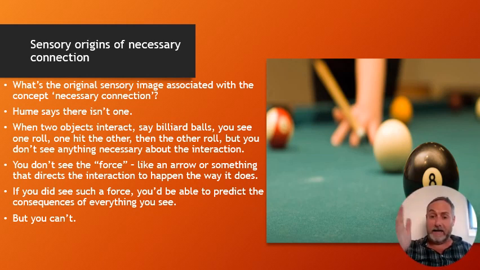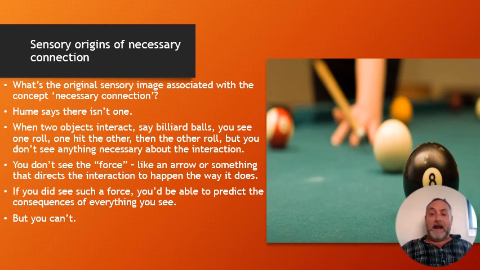If I shoot a cannon at a castle, and I've got it all lined up and I know the wind resistance and the weight and all of the variables, I can predict with reasonable accuracy where the thing will go. So that's one area we might think about necessary connection. Billiard balls is a nice simple example.